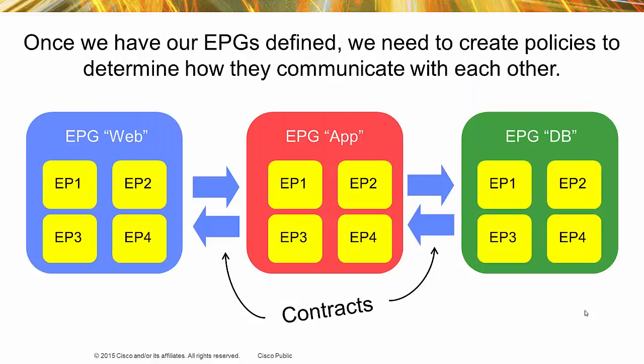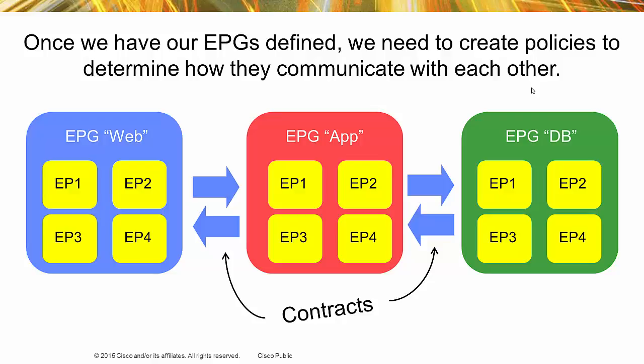Now, once we have our EPG defined, we need to create policies, because if you recall what we just talked about a few seconds back, in ACI everything is policies. So now we have created a group of endpoints. Now there are three endpoint groups that we have created. We have web, app, and DB.